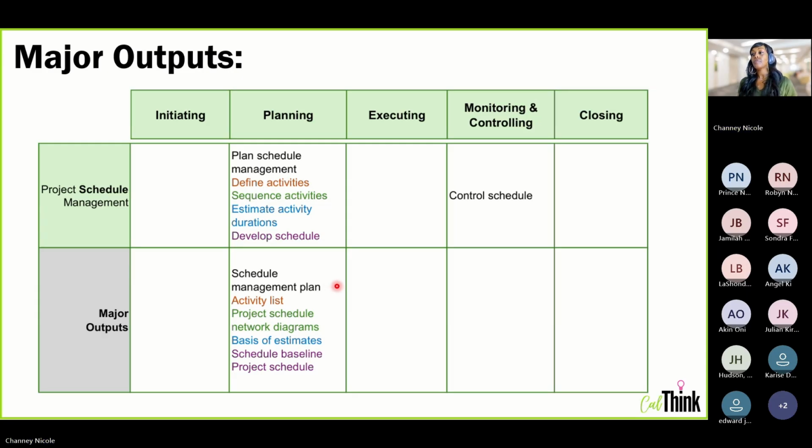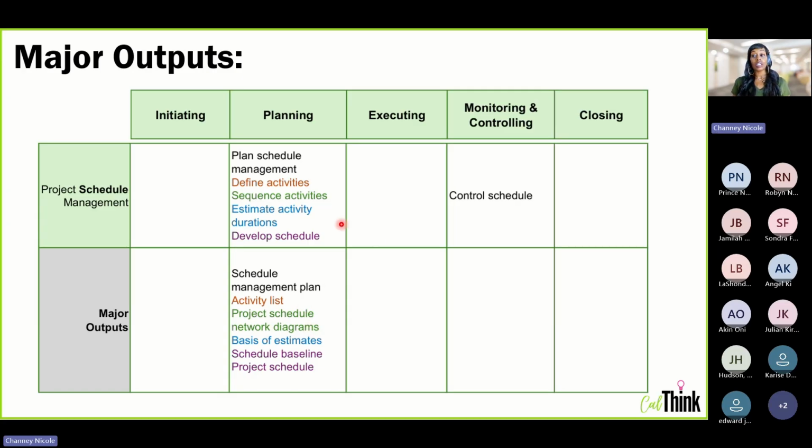So define activities is the first planning process underneath our main one, and that's going to give you your activity list. From there, you're going to sequence the activities, okay? Follow the flow. So first you have to list out the activities, then you start to order them in an order that makes sense for the project. That's going to give you a network diagram, or basically one big visual of your project schedule and all the different activities that need to take place and when they need to take place. That's all a network diagram is.